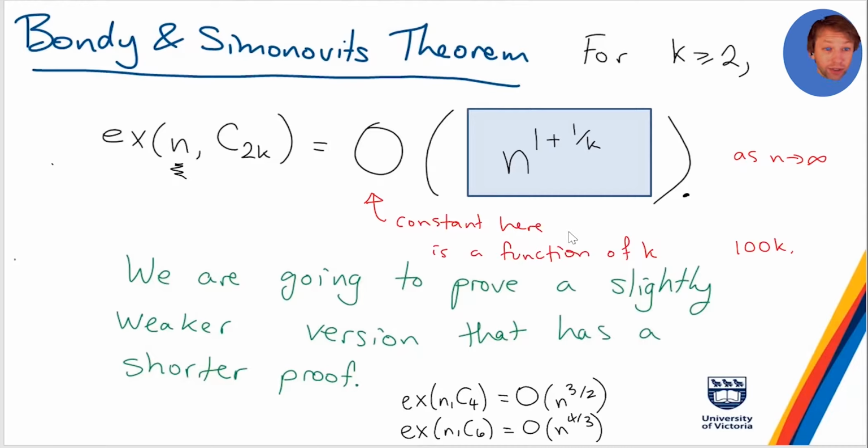Actually, in the case k equals 2, they coincide. The case k equals 2 is kind of special because a cycle of length 4 is the same thing as K_{2,2}. And both of these things give the same upper bound, up to the constant factor.